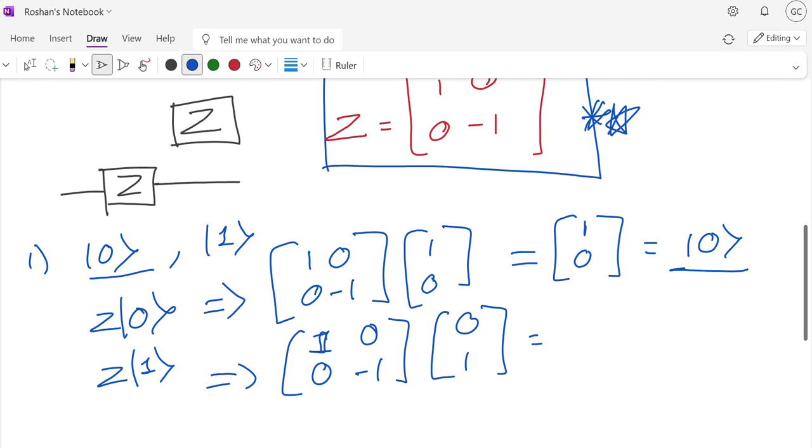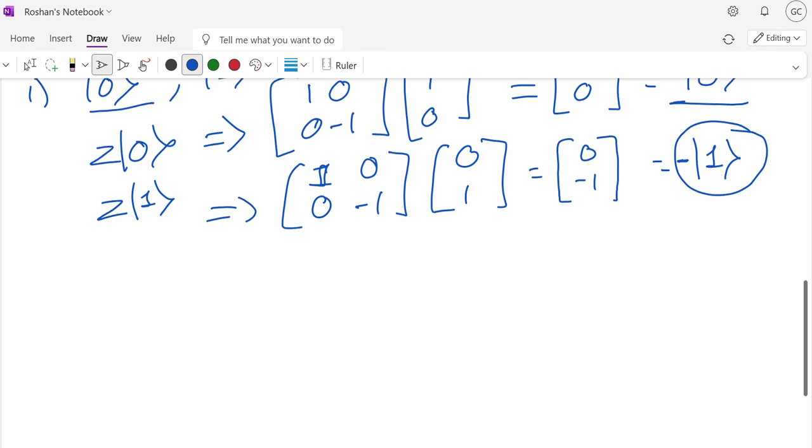But what happens if you apply it on the first qubit of the excited state? 1 into 0 is 0, 0 into 1 is 0, 0 into 0 is 0, and minus 1 into 1 is minus 1. So it results in the same state but flips its phase. That means the positive phase of the first qubit results in a negative phase.